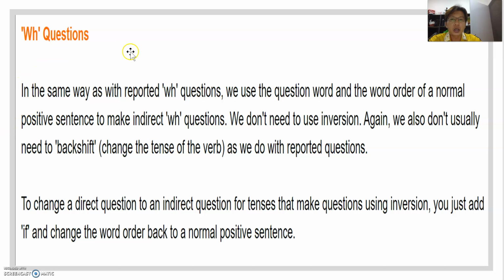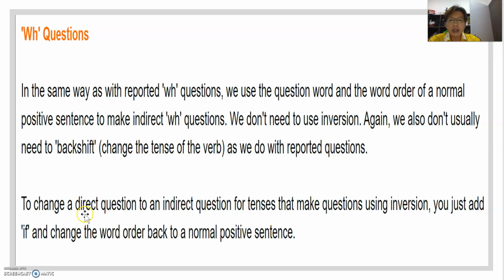Okay. WH questions. What is a WH question? Who, when, where, etc. In the same way as with reported WH questions, we use the question word and the word order of a normal positive sentence to make indirect WH questions. We don't need to use inversion. Again, we also don't usually need to backshift, change the tense of the verb, as we do with reported questions.